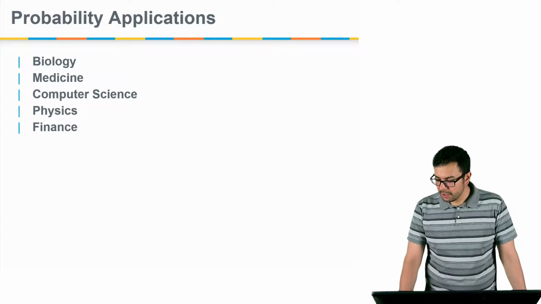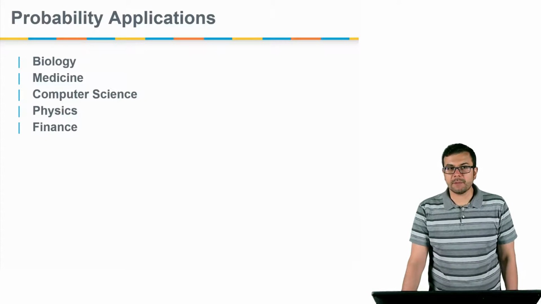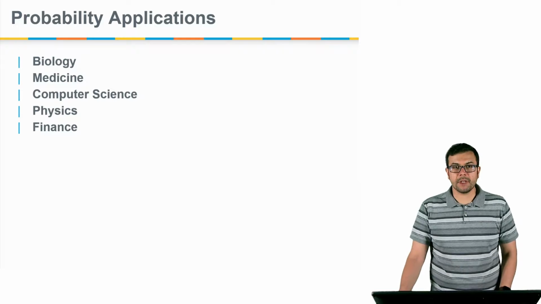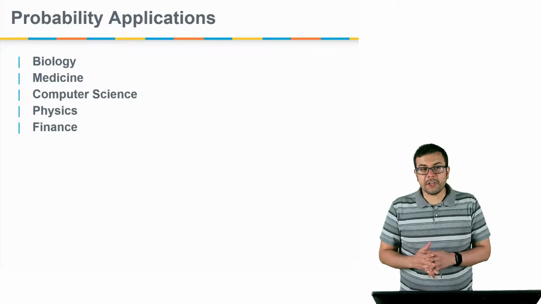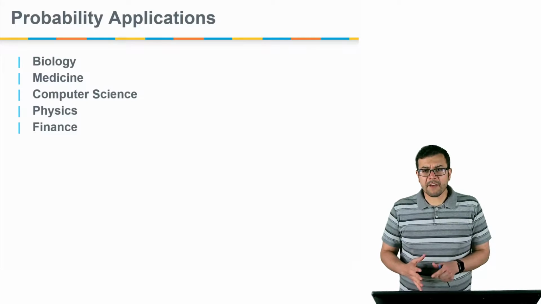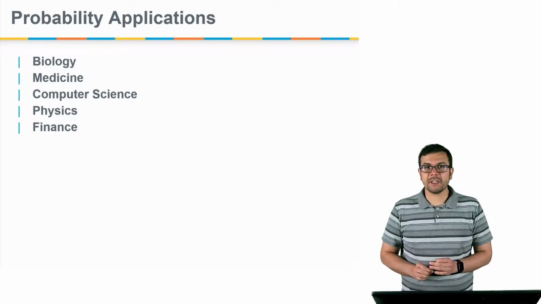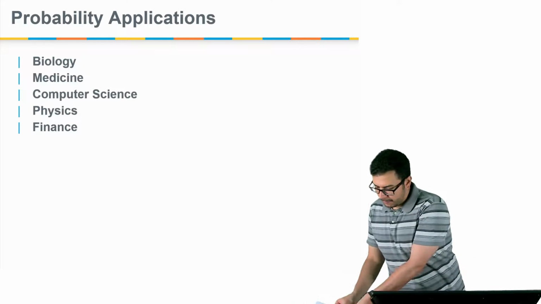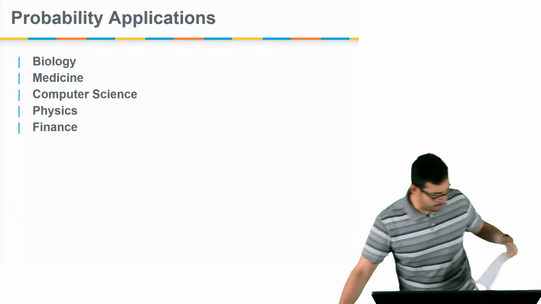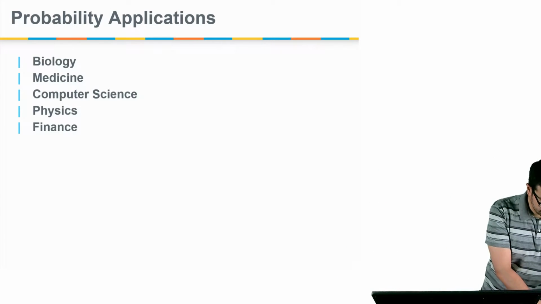In biology, gene inheritance and mutation pretty much rely on probability. In medicine, measuring the success of a clinical procedure heavily relies on probability. In computer science and machine learning, I have to start over. Okay.